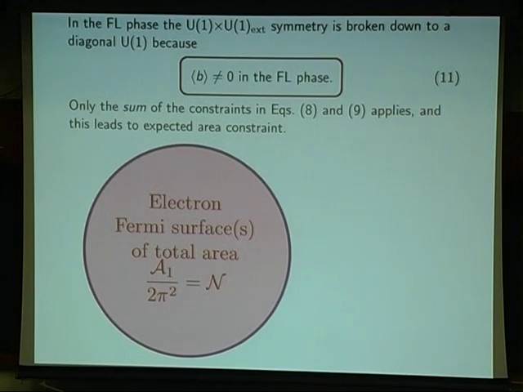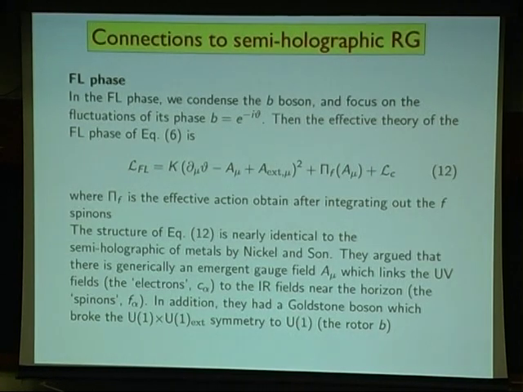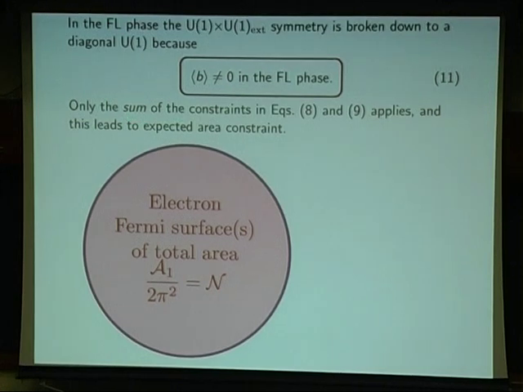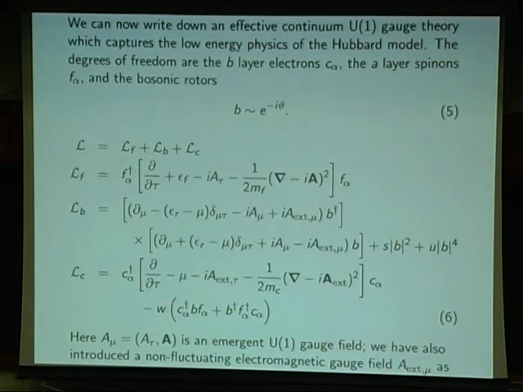All right, so now let me make a connection to all the semi-holographic RG work. So let's begin with the Fermi liquid phase. And here, let's do it again in two parallel steps. Let's do it from a condensed matter point of view. So from the condensed matter point of view, we've condensed B. And here's my Lagrangian right here. Looks like a big mess, but I just condensed B.